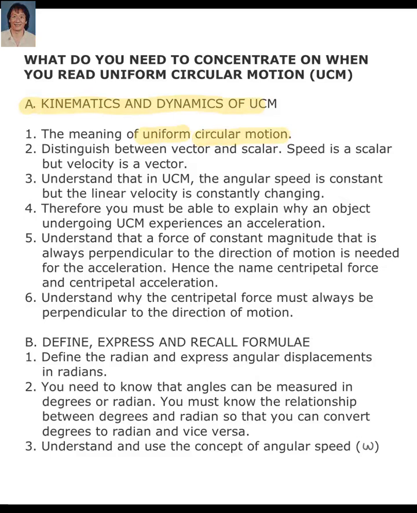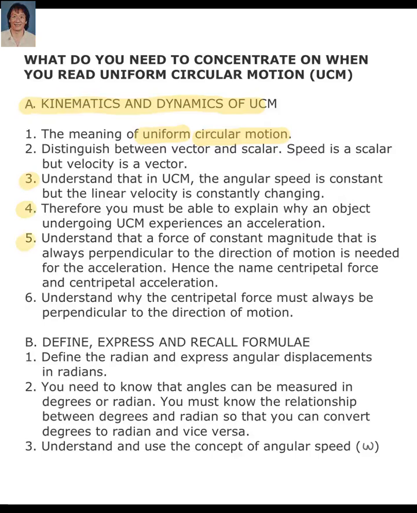Number two, distinguish between a vector and a scalar. Speed is a scalar, but velocity is a vector. Number three, understand that in uniform circular motion, the angular speed is constant, but the linear velocity is constantly changing due to the constantly changing direction. Number four, therefore, you must be able to explain why an object undergoing uniform circular motion experiences an acceleration.